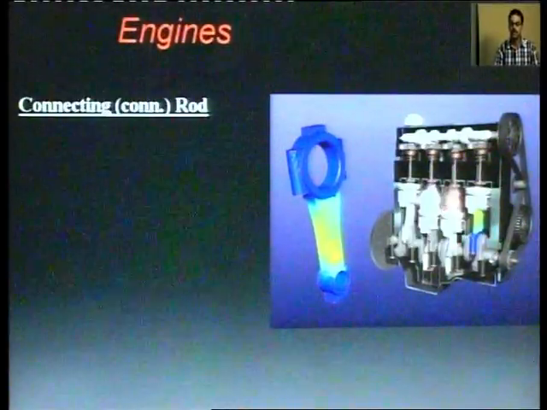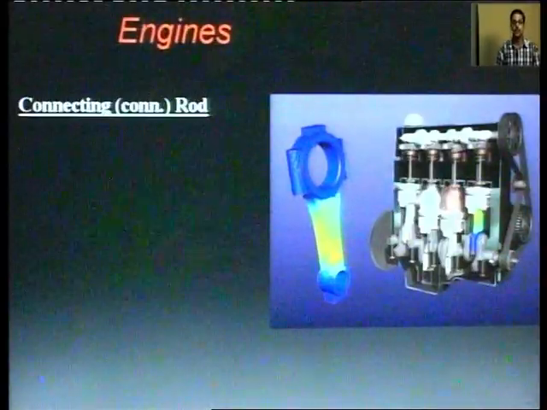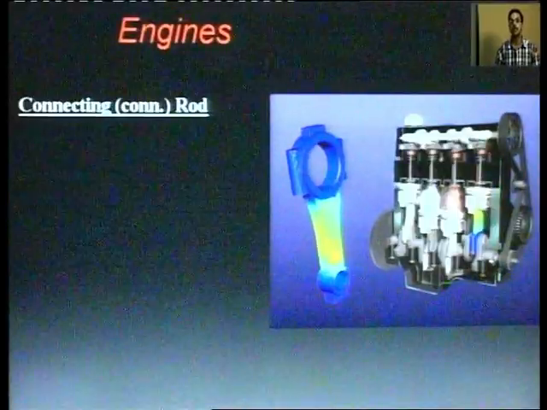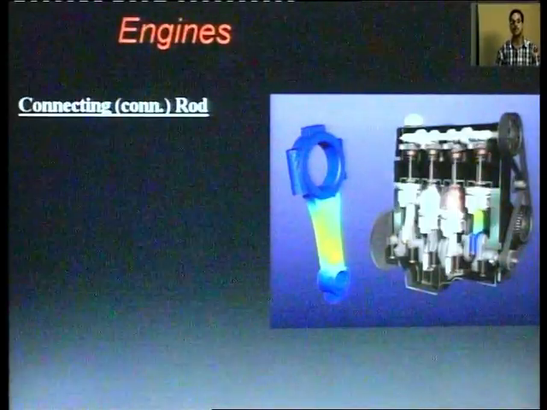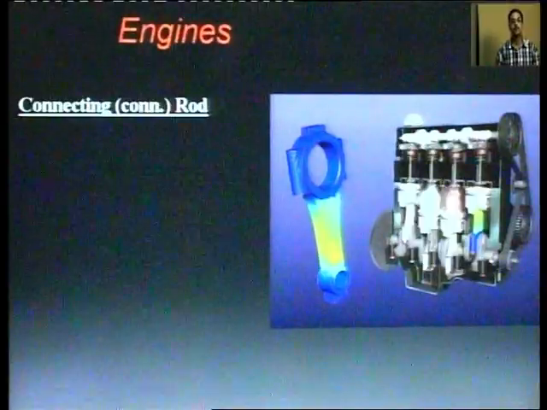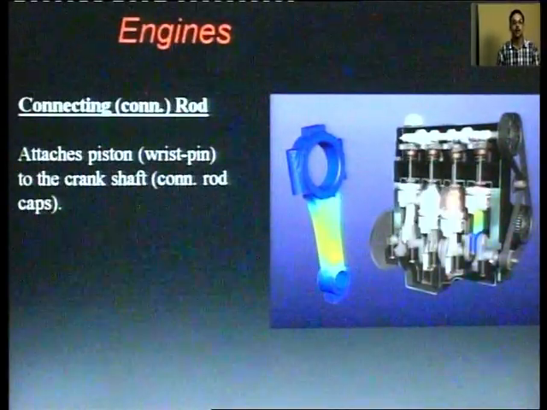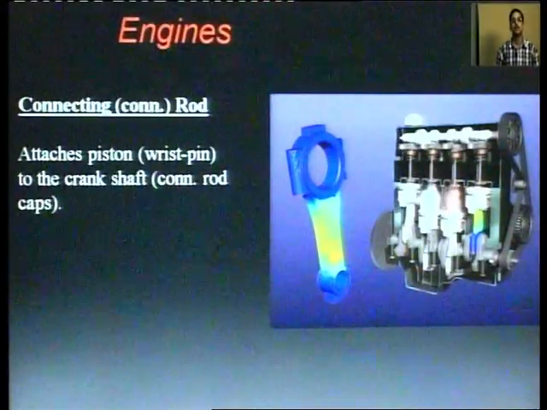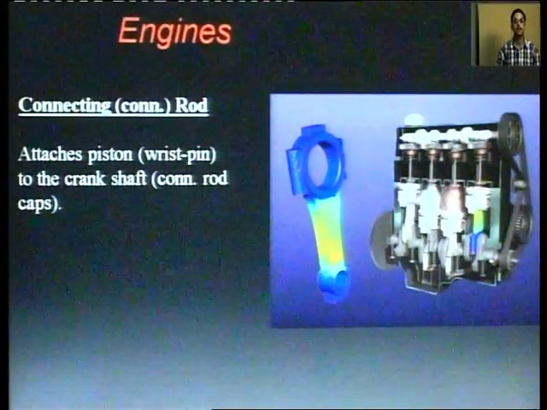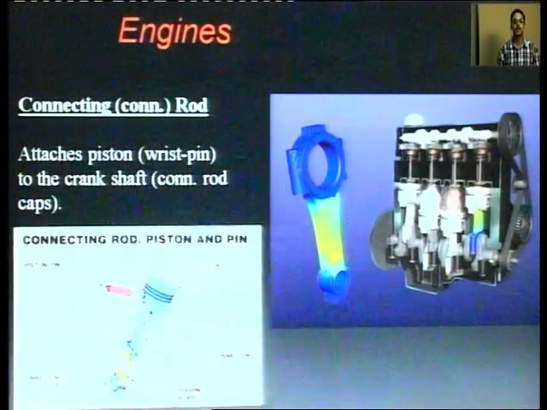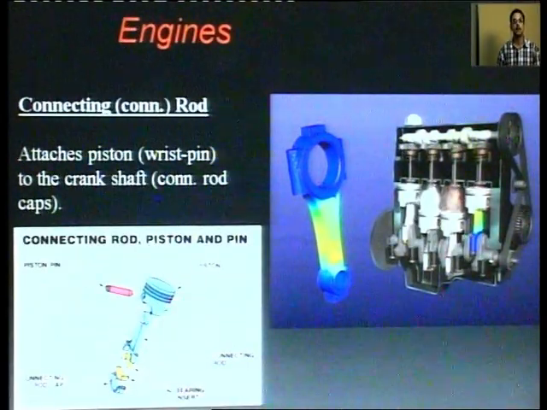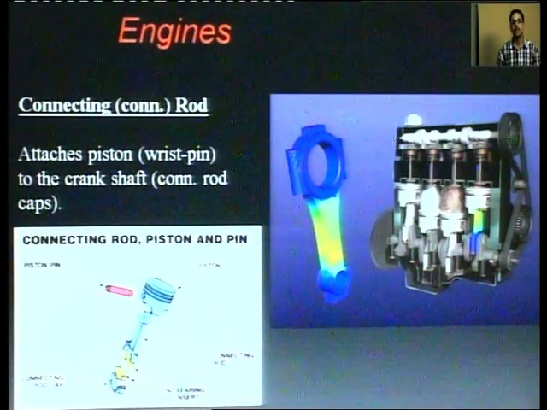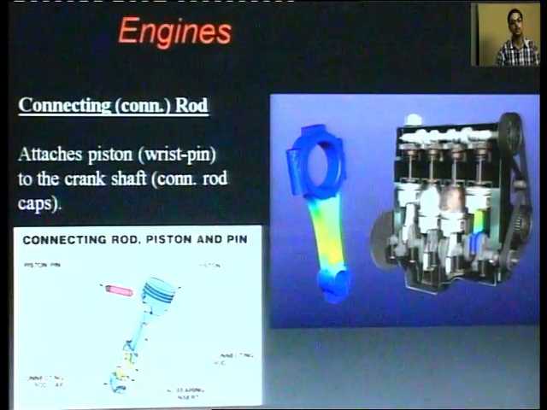There is a gudgeon pin inside it, and we are converting the piston's reciprocating motion to the crankshaft's rotary motion with the help of the connecting rod. It attaches the piston wrist pin, that is the small end, to the crankshaft pin, along with the connecting rod caps. This is the partition view of the connecting rod, piston and pin. The piston pin is also known as the gudgeon pin.